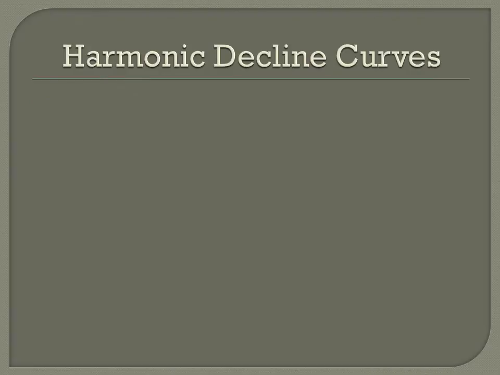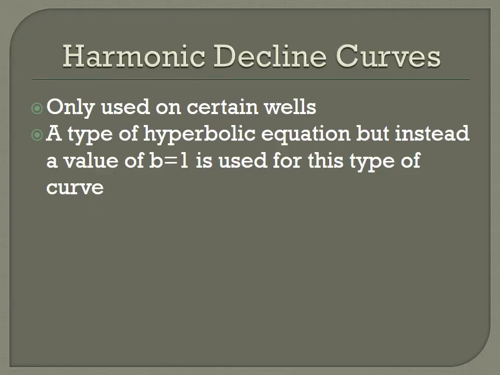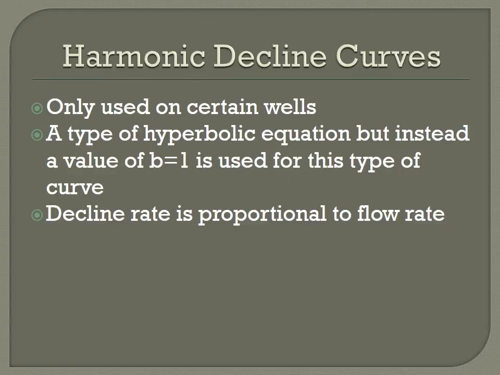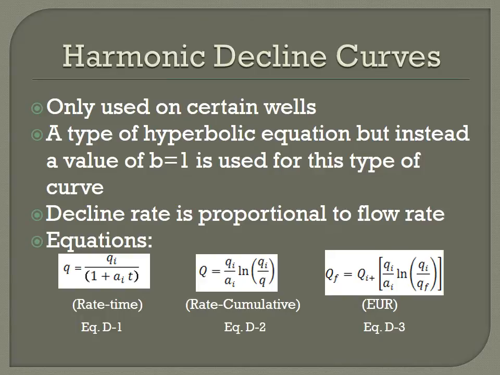The last of the three types of ARPS decline curves is harmonic. It is the least used of the three types of curves as it can only be used on certain wells. A harmonic curve is a type of hyperbolic curve, but instead a b value of 1 is used. This b value makes the decline rate proportional to the flow rate. Some useful equations are shown on the slide, such as rate time, rate cumulative, and estimated ultimate recovery.